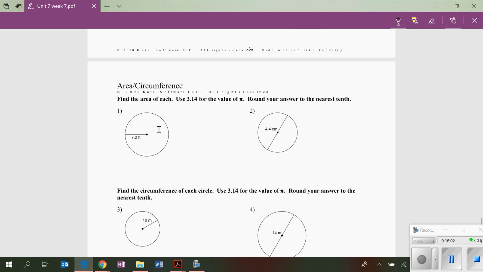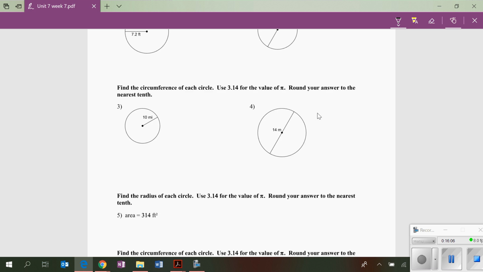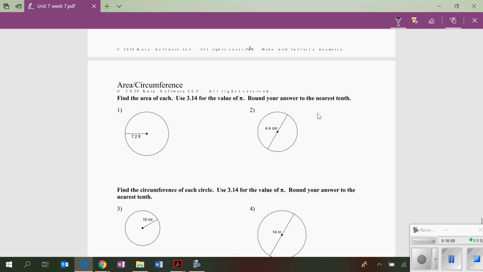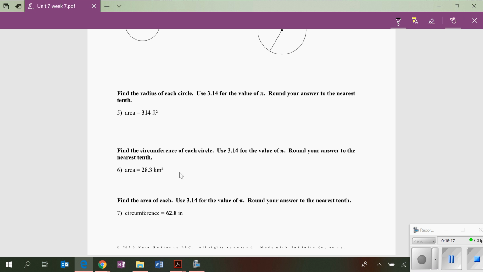The last ones are talking about area and circumference, so hopefully you remember those equations. If not, you can totally Google it, and solving for areas, circumference, or figuring out the radius or circumference or diameter or area given certain circumstances.